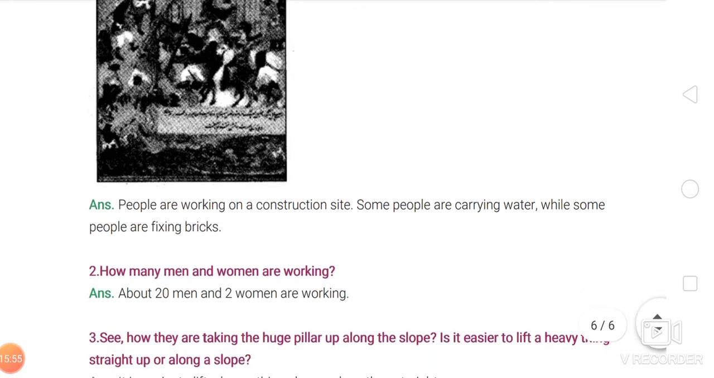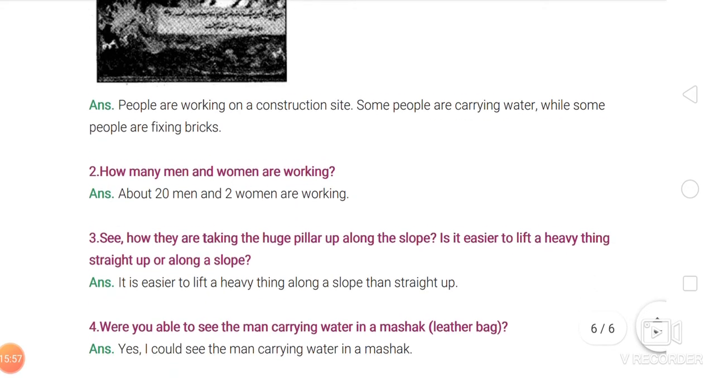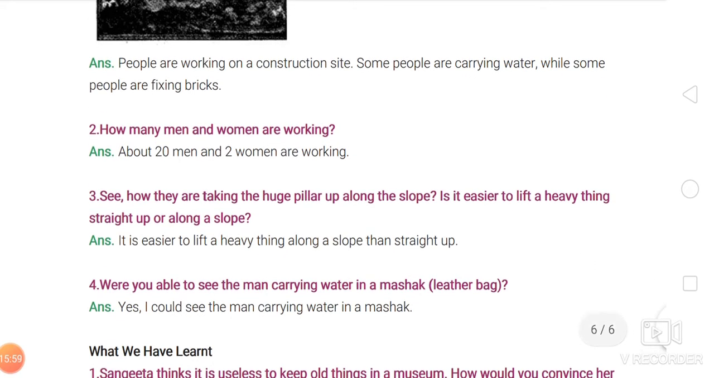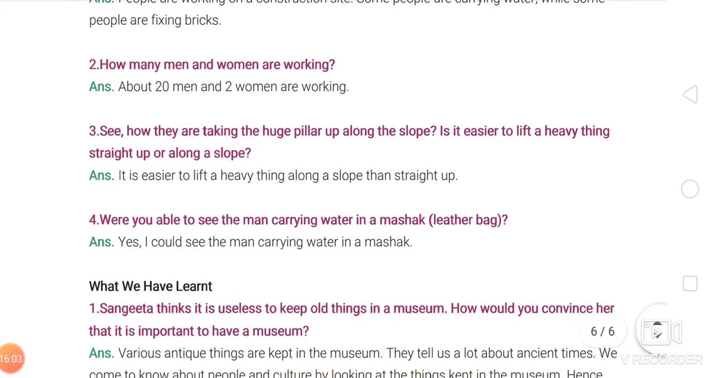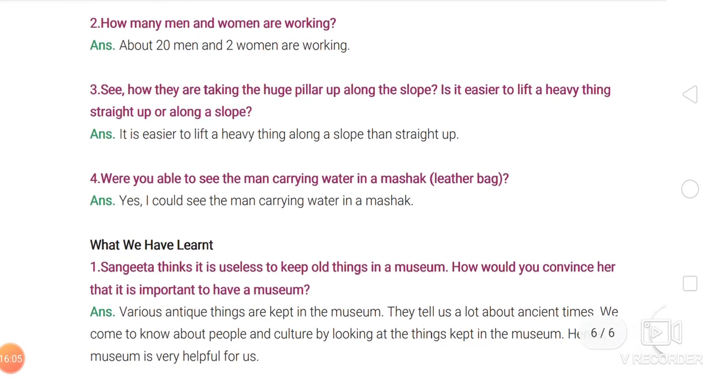Looking at the painting, tell what kinds of work people are doing? People are working on a construction site. Some people are carrying water while some people are fixing bricks. How many men and women are working? About 20 men and 2 women are working.